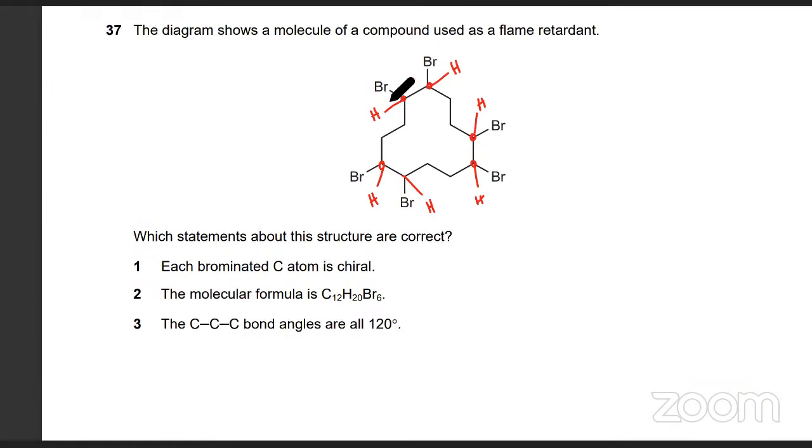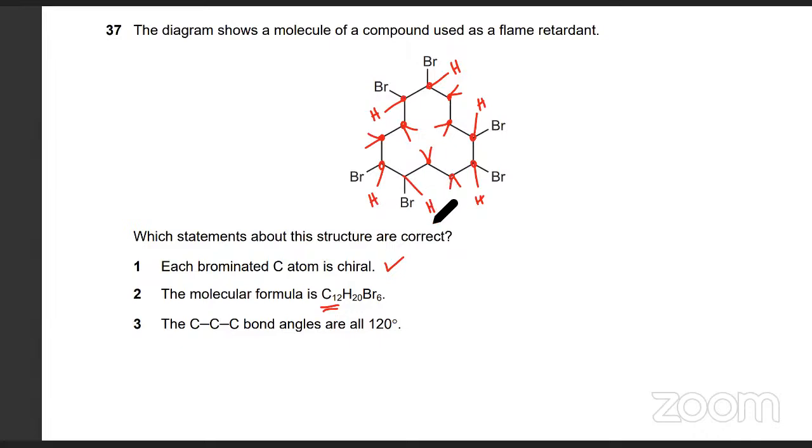If you stand on this carbon, all 4 sides are different. The right side has this, the left side is different. So all 4 sides are different. So all the brominated carbon atoms are actually chiral. Next, the molecular formula C12H, we have to check how many H each has. This one will have 2 H's. In skeletal formula, counting H is difficult. This one will have 2 H's. This one will also have 2 H's. So how many carbons? That's 1, 2, 3, 4, 5, 6, 7, 8, 9, 10, 11, 12. So you've got 12 carbons, that's correct.